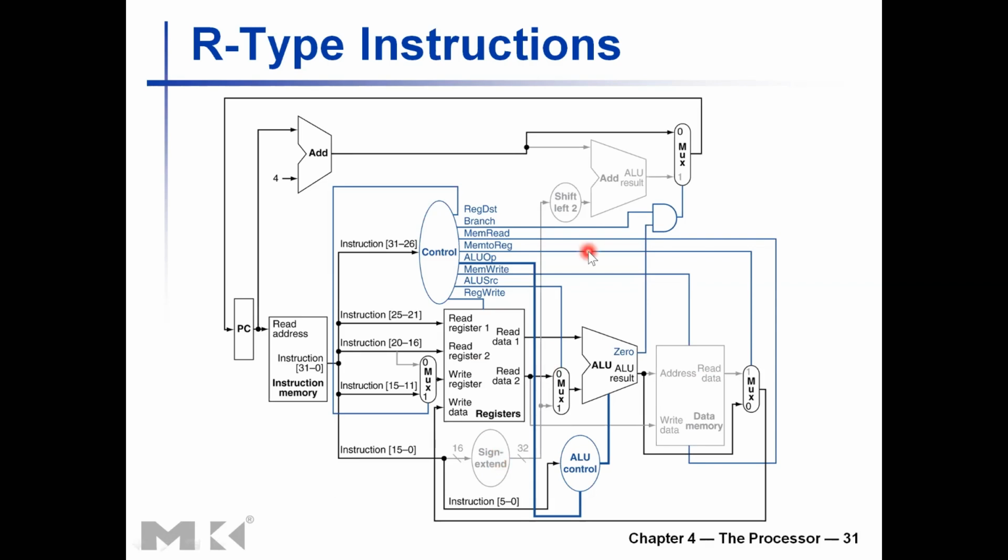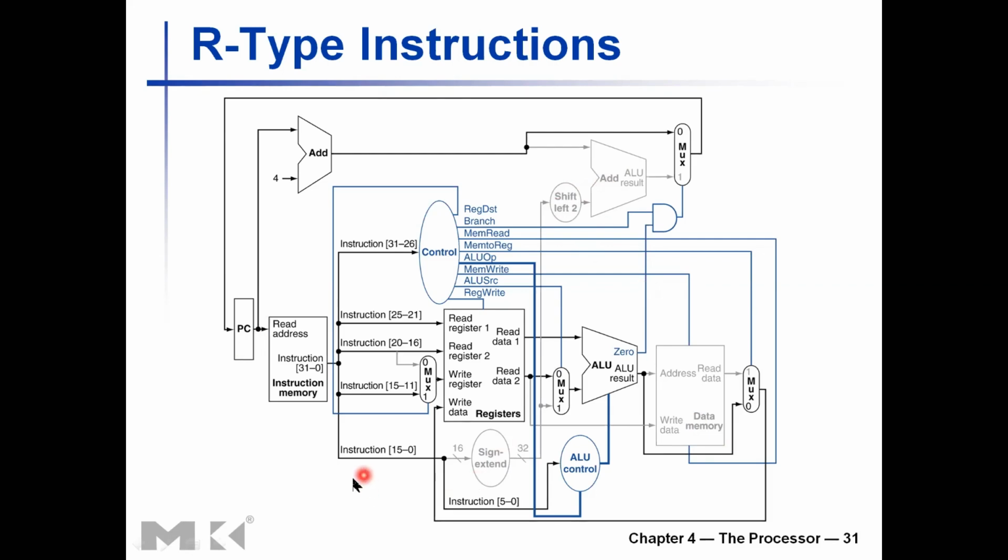Then this particular circuitry, the adder and the shifter in the instruction fetching mechanism, is also not used by R-type instructions because R-type instructions will not modify the program counter. This circuitry is used by the branch instructions, which are going to modify the program counter. So these faded out elements are not used by our R-type instructions.